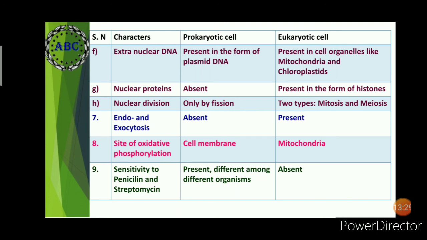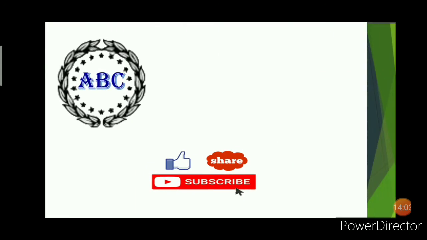In prokaryotic cell, the cell membrane functions as a site of oxidative phosphorylation, that is the respiration process, whereas in eukaryotic cell, a large number of mitochondria function as the site of oxidative phosphorylation as well as respiration. The sensitivity to penicillin and streptomycin like antibiotics is present, differing among different organisms of prokaryotic cell, whereas it is totally absent in eukaryotic cells.